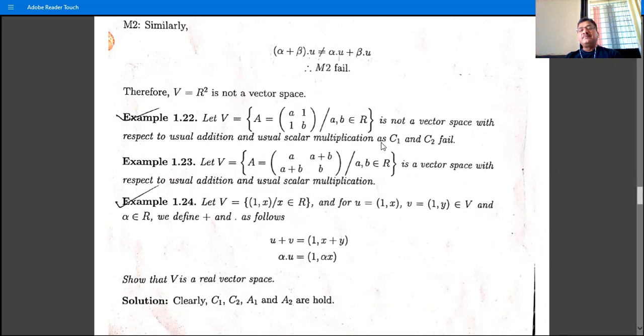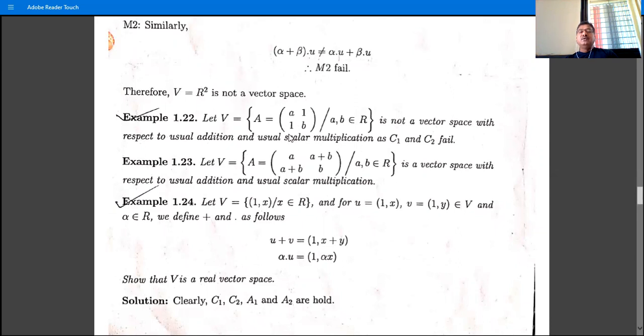If you take two elements from V, suppose (2, 1; 1, 3), and another element of V as (4, 1; 1, 5), and if you take the addition of these two elements of V, then it is not an element of V. The addition of the two elements is not an element of V, because these entries are not equal to 1.